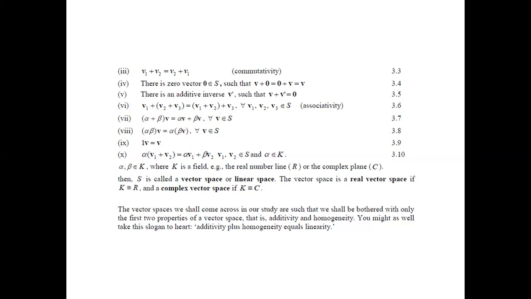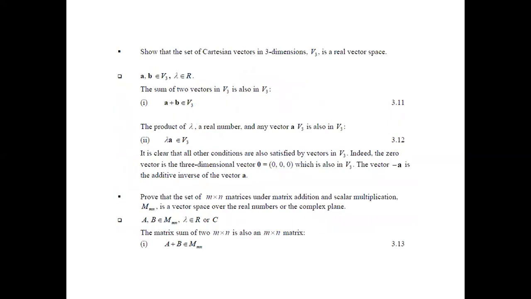As we said earlier, the vector spaces we shall come across in our study are such that we shall be bothered with only the first two properties of a vector space, that is additivity and homogeneity. So you may as well get used to this slogan: additivity plus homogeneity equals linearity. So we're going to take some examples.